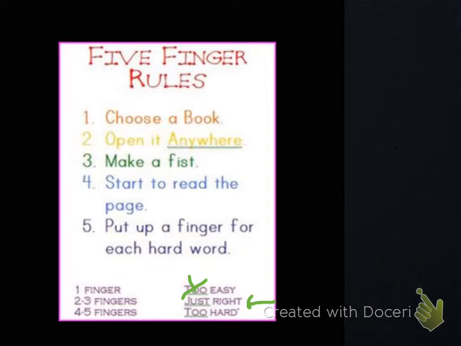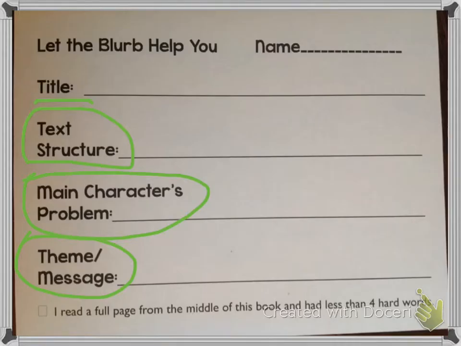You'll either have to find a new buddy, or you and your buddy will have to agree on a different book, because both buddies have to get through the page with 3 or less errors. So if you hit 4, that's too high. So right here at the bottom of the page it says, I read a full page from the middle of the book and had less than 4 hard words. So you may only choose a book that passes that test. So when you have a book that passes that test, you've read the blurb, you can fill out this page, check this box so I know it passed the 5-finger rule. And remember, you have to choose a book that someone else in the group is reading too.